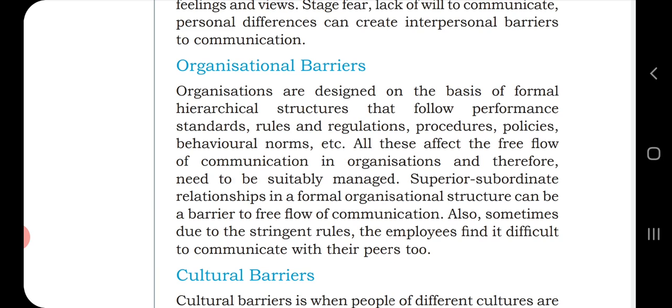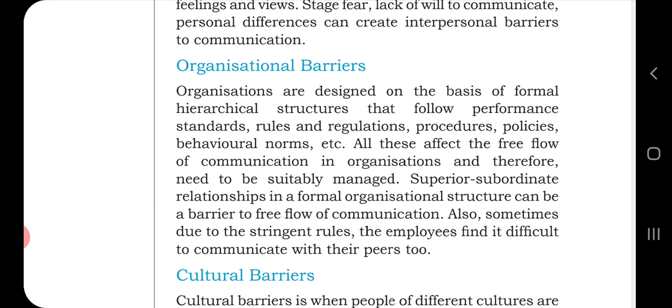So there is a definite formal hierarchical structure in any organization that follows performance standards. As people are being assigned some work, their performance standards are also set and they are expected to perform as per the set performance standards. There are rules and regulations regarding various things.